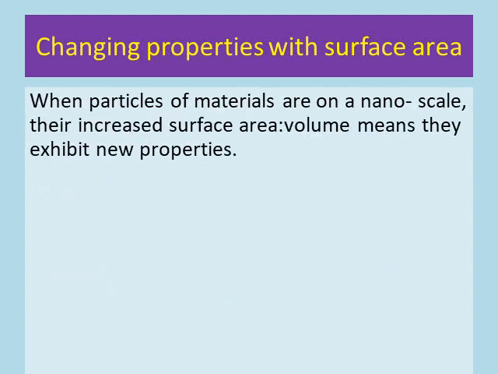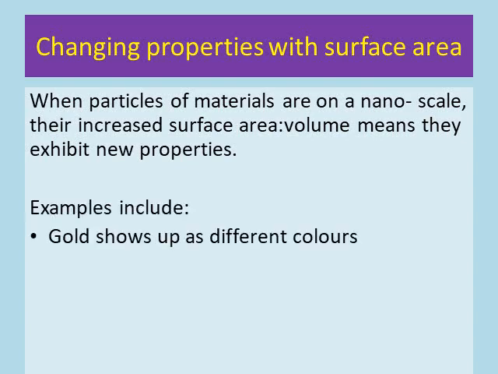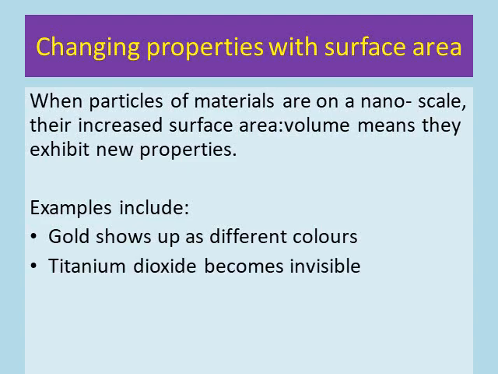Now, this is important because when particles are on a nano scale, so when we're talking about nanoparticles, they're going to have a much bigger surface area to volume ratio, which means that they end up showing new and different properties compared with what they normally act like when they're not a nanoparticle. So examples of this include gold. Obviously, you can get a big chunk of gold and it looks like a gold colour, but on a nanoscale, it can actually show up as different colours because it reflects light in a different way.